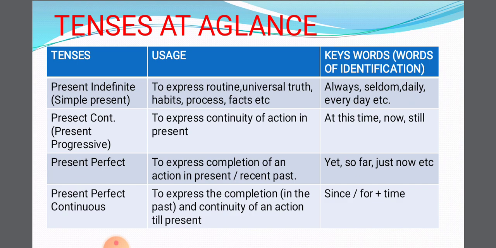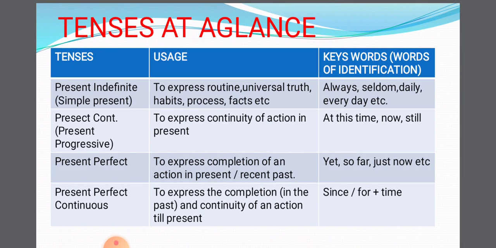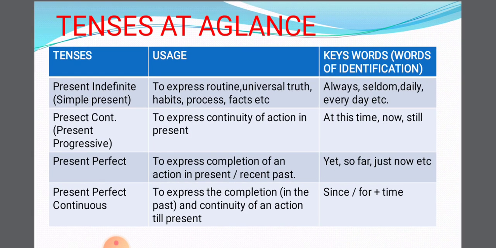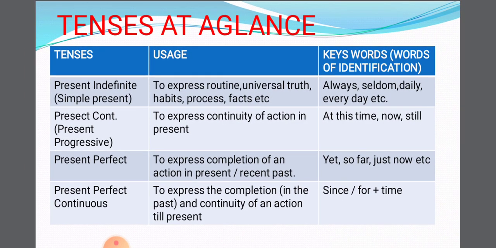Now tenses, present indefinite, used to express routine, universal truth, means routine work or universal truth, or habit, repeated action, then process or facts, etc. And the keywords, these are very, very important actually. Keywords means which will guide you which tense will be used where. So always, seldom, daily, everyday, etc. So these are the words when you see in a sentence, you must know that the tense of this sentence will be present indefinite.